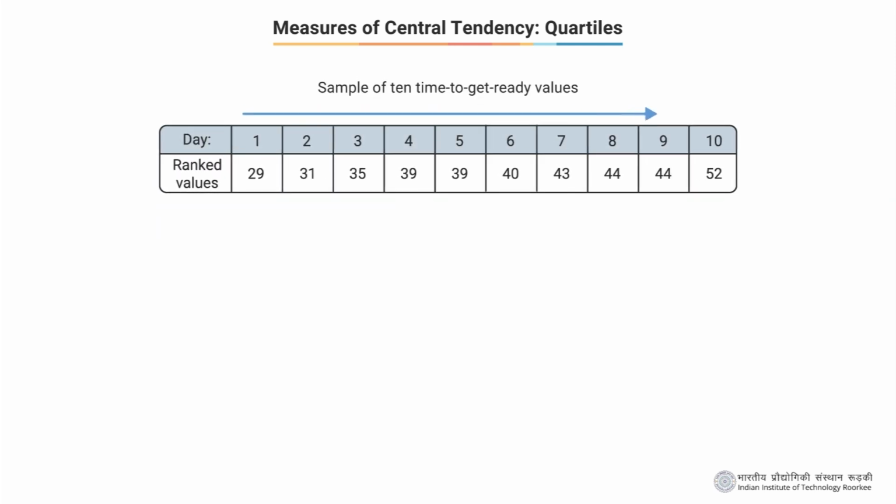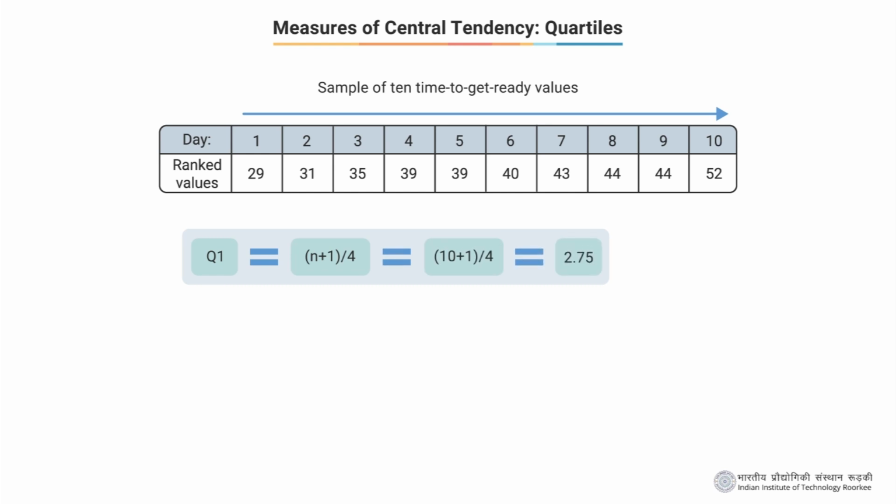These values are ranked according to their magnitude from 1 to 10. Notice that the first quartile is (n plus 1) divided by 4, that is (10 plus 1) divided by 4, which is equal to 2.75. So using rule 3, we round up to the third rank value, that is 3. The third rank value for the get ready times data is 35 minutes. Interpret the first quartile of 35 to mean that on 25% of the days, the time to get ready is less than or equal to 35 minutes, while on 75% of the days, the time to get ready is greater than or equal to 35 minutes.